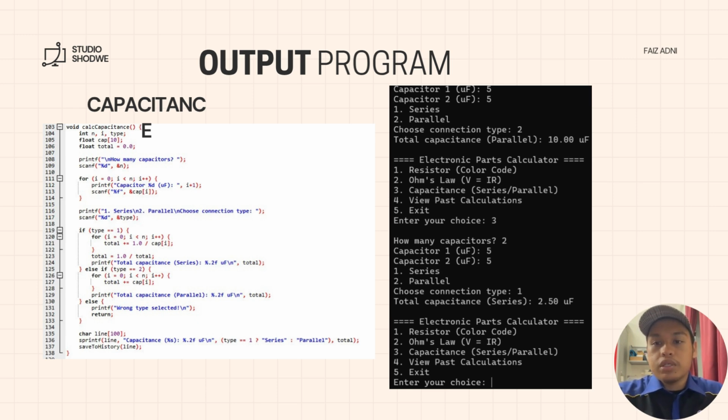For the second run, we use the same values but a different type of connection, number 1, the series connection. The program calculates and the total capacitance is 2.5 microfarad.